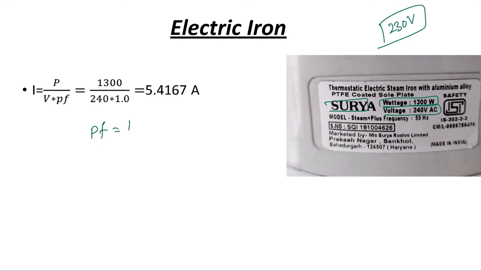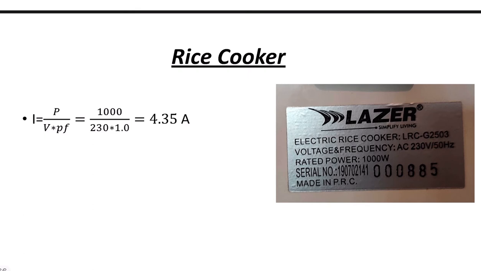So for current, we basically divide the power, that is 1300 divided by 240 into PF. So this current comes out to be 5.41 amperes. Next, let's talk about a rice cooker. A rice cooker, say, has a power rating of 1000 watts, 230 volt, 50 hertz. So this again is a static device, no efficiency issues, and the power factor is again 1. So this draws a current of 4.35 amperes.